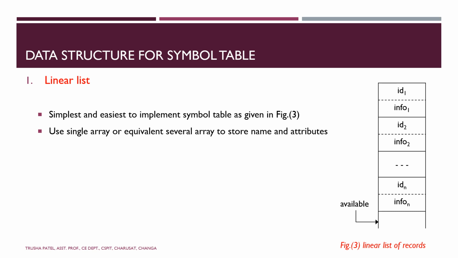Now use a single array or the equivalent several arrays to store the name and the attributes. Here attributes are nothing but the information related to that name. Now there is one pointer, available, which will always point to the end, meaning after the last entry you have made in this linear list. So this is something like a top pointer we have in this structure.